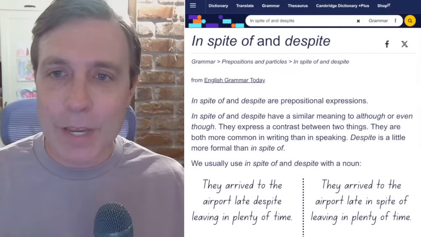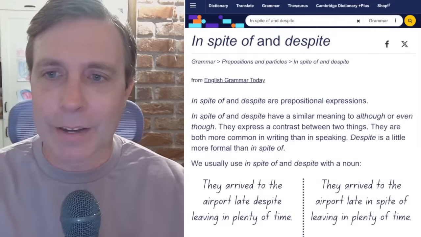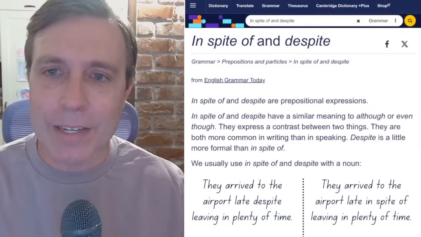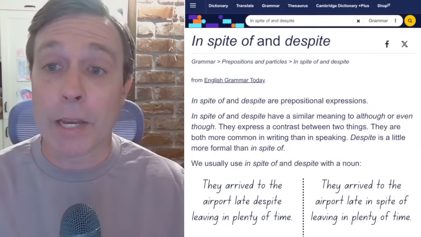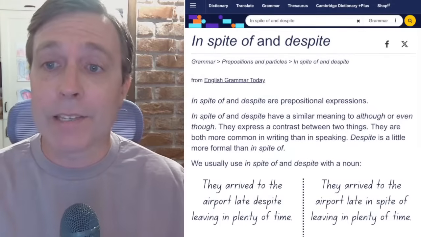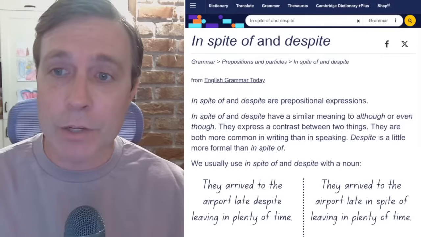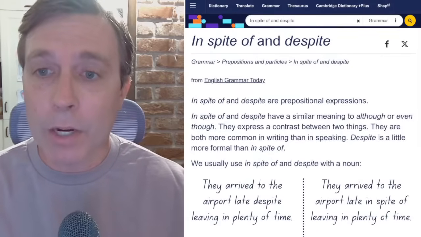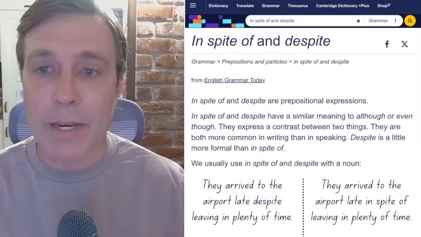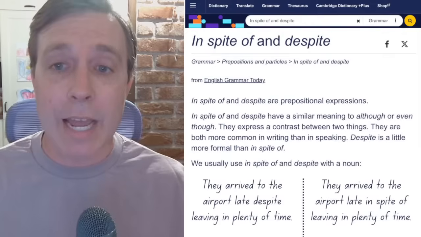The difference between these, I pulled this from Cambridge. I thought they gave a really concise explanation, and I provided some example sentences down below. In spite of and despite are prepositional expressions. In spite of and despite have a similar meaning to although or even though. They express a contrast between two things. They are both more common in writing than speaking. Despite is a little more formal than in spite of. And we usually use in spite of and despite with a noun.